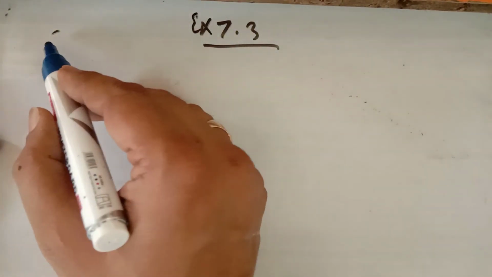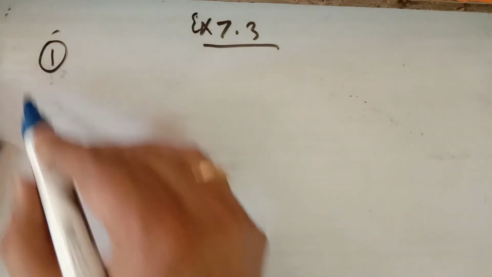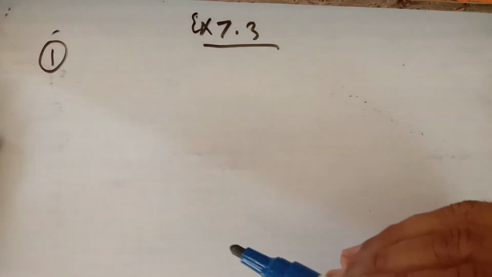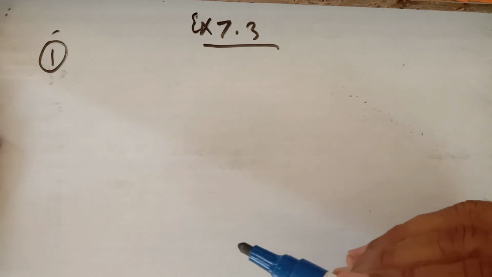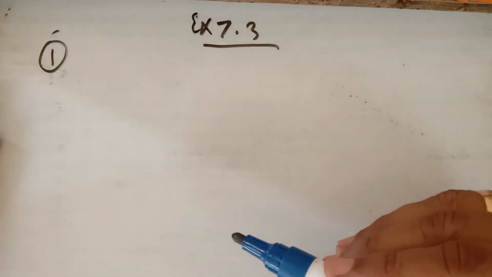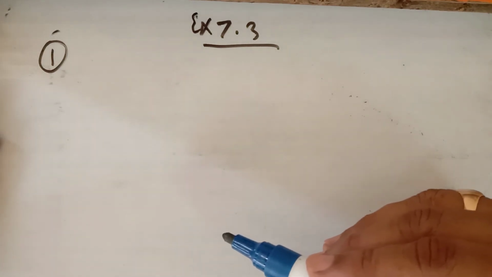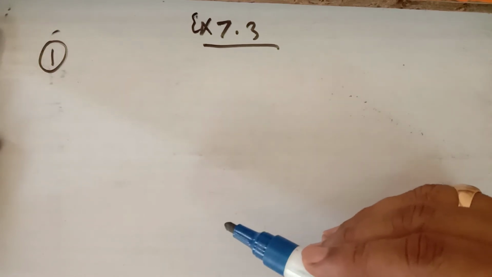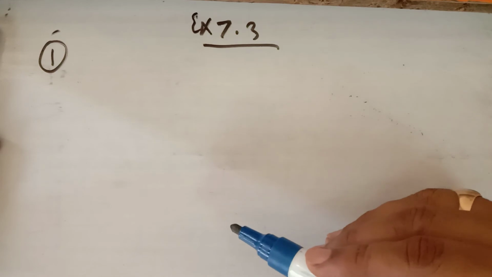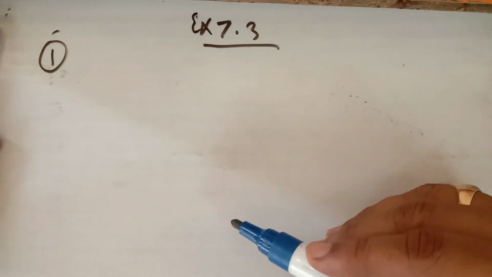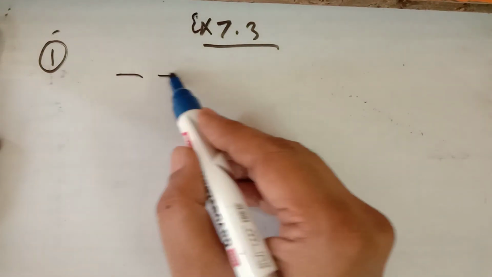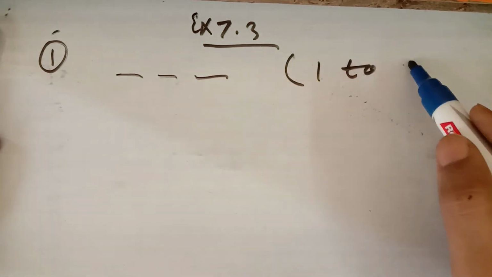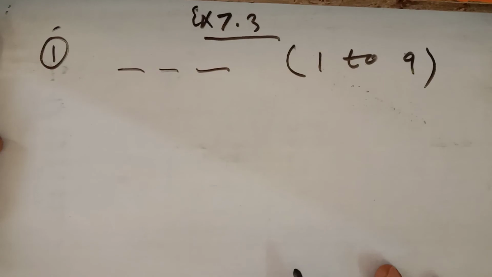Arrangement is there. Now in exercise 7.3, question number 1, open your book. We have digits from 1 to 9, and out of them 3 are to make a 3-digit number. How many 3-digit numbers can you make by using these digits 1 to 9? And it is given that repetition of the digit is not allowed. You have to make a 3-digit number, and we have to use the digits from 1 to 9 only. So how many 3-digit numbers?